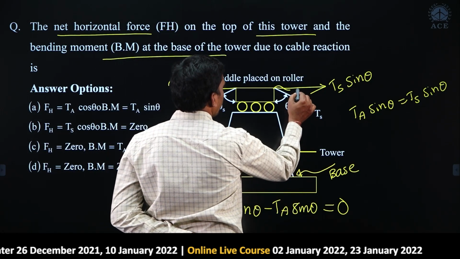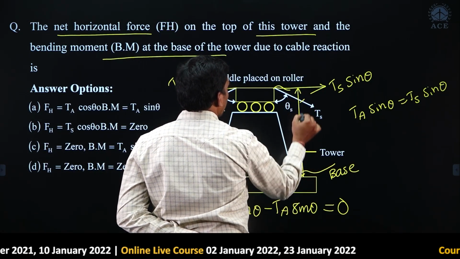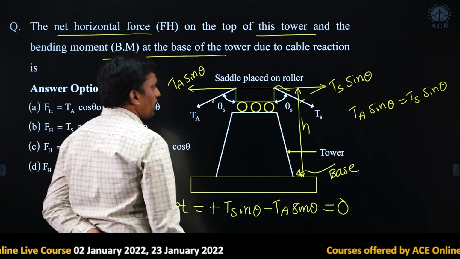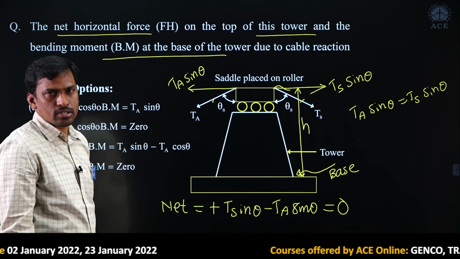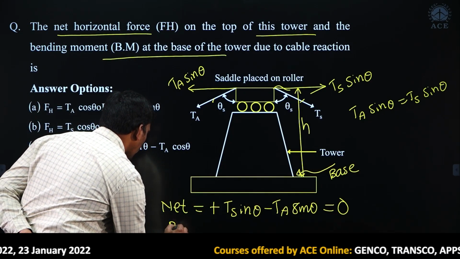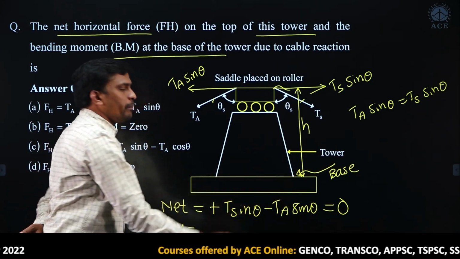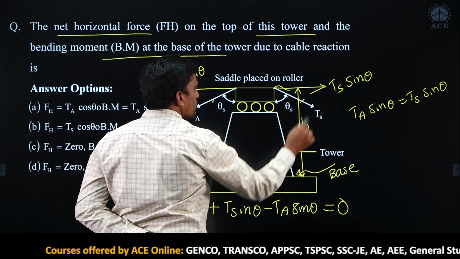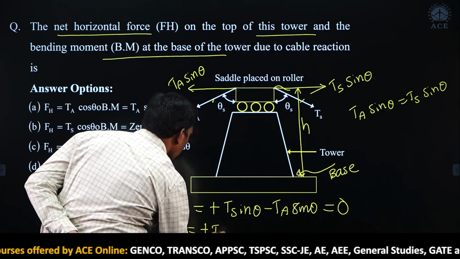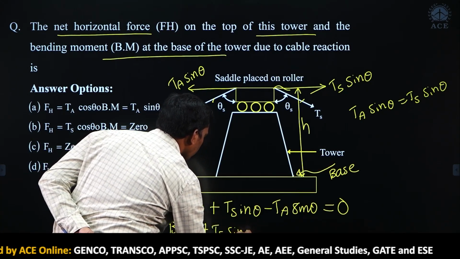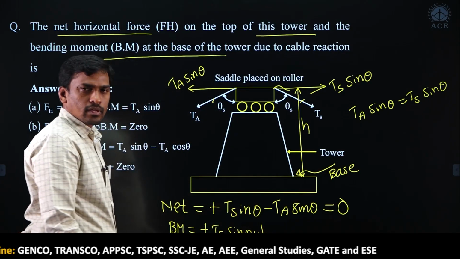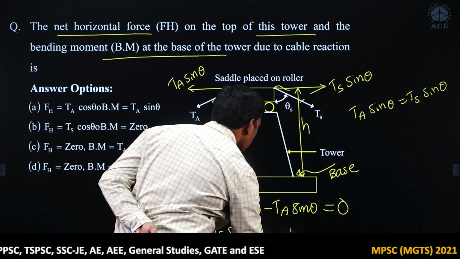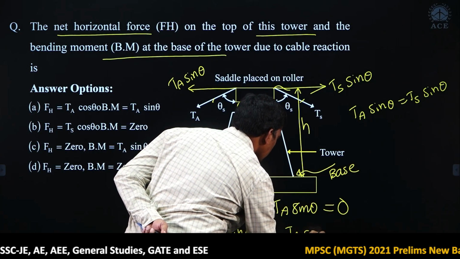For example, assume this is the height of the pier. Here I will consider clockwise moment is positive, anti-clockwise moment is negative. I want to find the bending moment at the base of the pier. Tell me, is this clockwise or anti-clockwise? This is clockwise, positive, TS sin theta into H. And is this force clockwise or anti-clockwise? Anti-clockwise, minus TA sin theta.